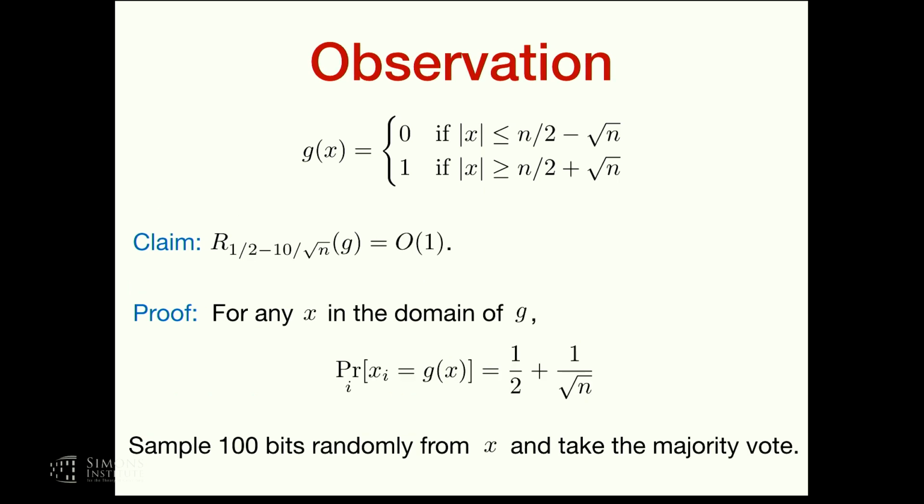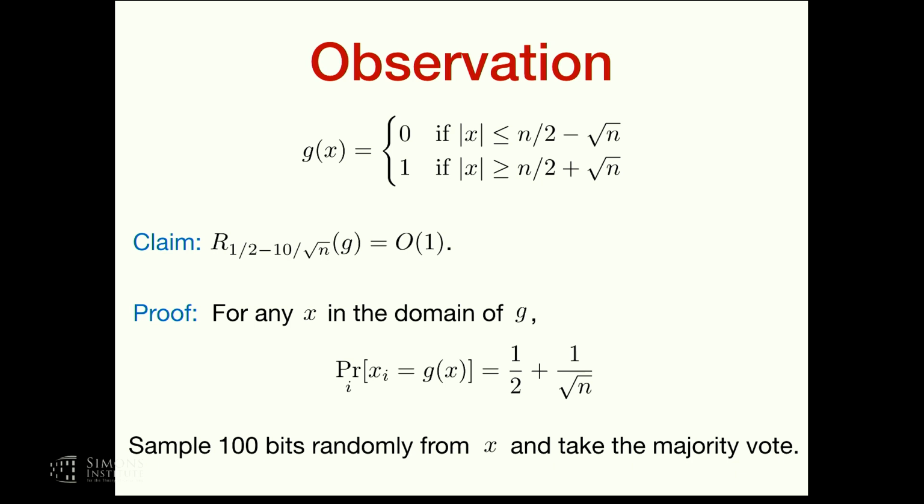Okay, so that's F and G. Now we're going to get into the protocol for F composed with G. Before that, let's just make one observation about G. Although computing G with bounded error requires n many queries, if you only want to compute G with a slight advantage over a half, like say advantage 10 over root n, you can actually do that with just a constant number of queries.